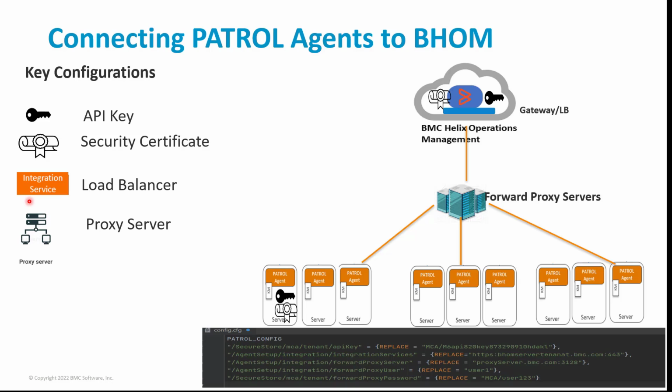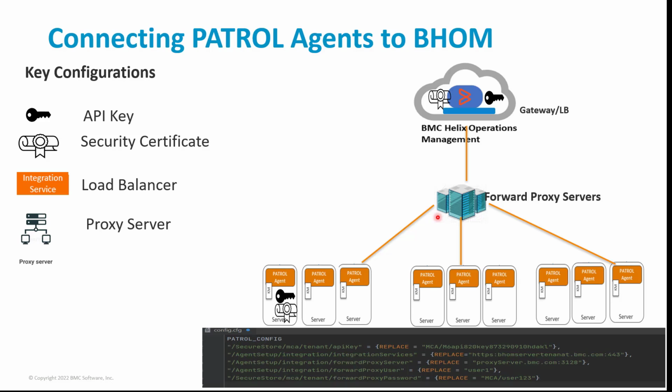Now you might be aware that in TSOM, agent will talk to TSOM components using integration service as an intermediate component. The communication of the patrol agent with integration service node will happen using TCP protocol. However, in the BHOM context, this configuration will basically allow you to connect patrol agents with BHOM using HTTPS protocol. The value of the integration service variable would be the FQDN of BMC Helix Operation Management tenant, or in some cases, it is also referred to as BHOM gateway or load balancer. This is not to be confused with the previous TSOM integration service load balancer.